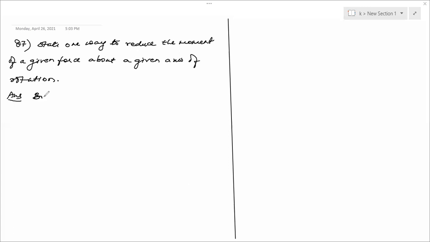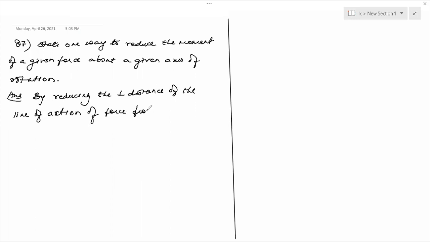Got it? I will just write one way, okay? By reducing the perpendicular distance of the line of action of force from the axis of rotation. I hope you understood this. Very simple, okay?